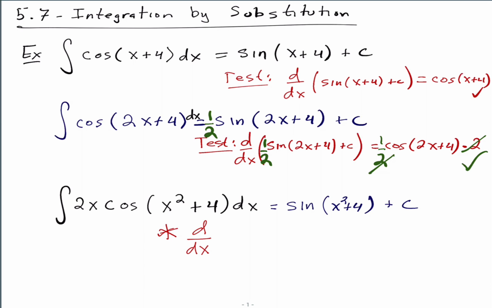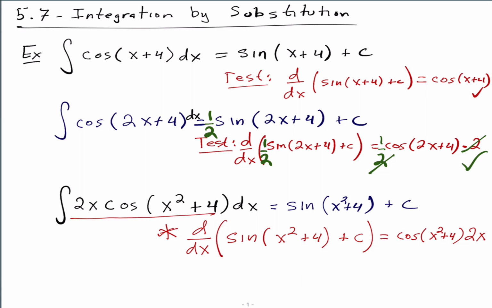If I just leave it like that, what happens when I get the derivative of sine of x squared plus 4? You get the cosine of x squared plus 4 times 2x, right? Which, it turns out, is exactly what I was looking to get, right? So that was kind of a lucky guess. I just made up the problem so that we would get lucky.